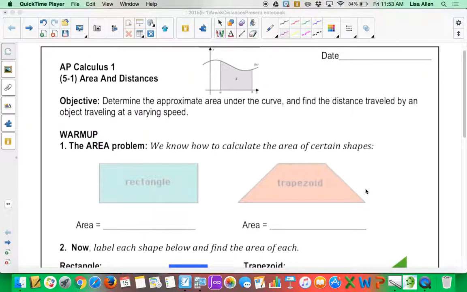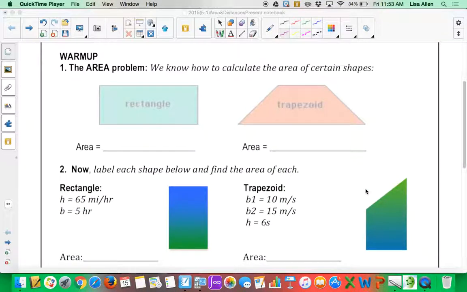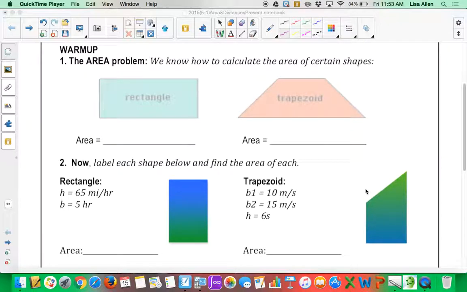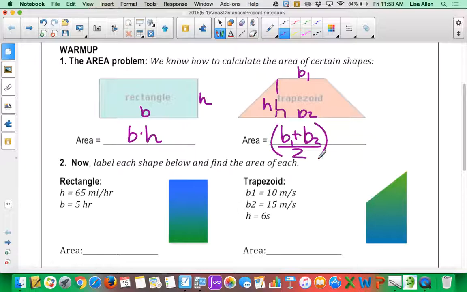So the first thing we're going to do is look at just the area problem and knowing how to calculate the area of certain shapes that we have. We're looking at the rectangle and trapezoid. The area for a rectangle, we know, is base times height, and we also know the area for a trapezoid, with the height here, and a base 1 and a base 2. So it'll be base 1 plus base 2 divided by 2, or the average of the bases, and then we multiply times the height to get the formula.